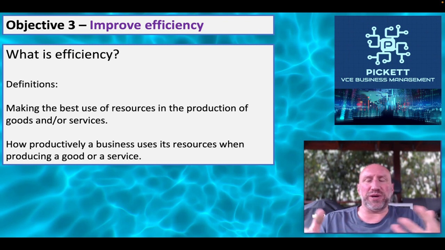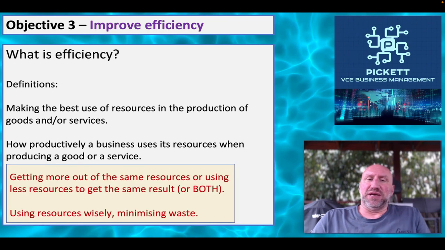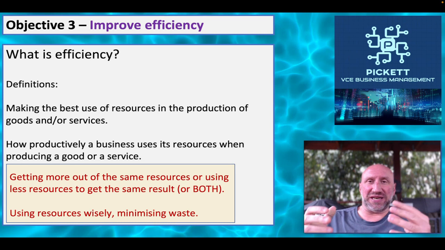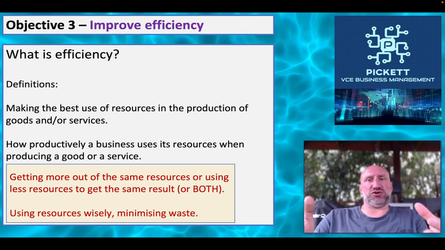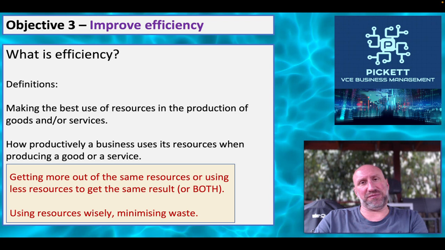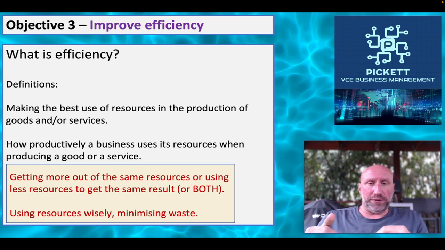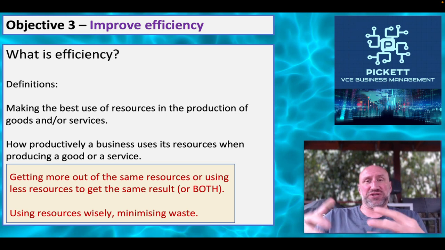How well are we using our resources? Getting more out of the same resources or using less resources to get the same result, either of those two things leads to an increase in efficiency. Okay, so you imagine we're trying to produce something. If we can produce that same thing by using less, that's an increase in efficiency. Or if we can use less resources to get the same result, or if we can produce more of that thing by using the same resources.